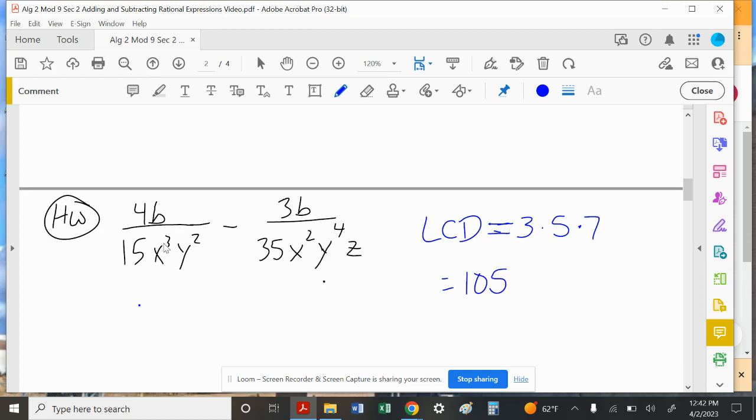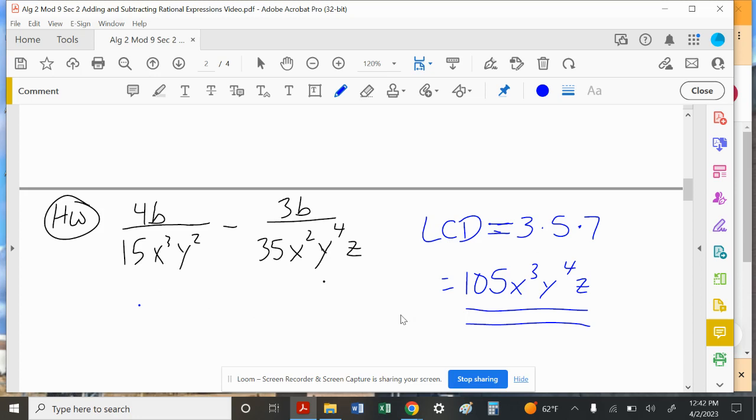Okay, now notice here, this one needs 3 x's. This one only needs 2, so that means we have to include 3 x's. This one needs 2 y's. This one needs 4 y's, so we have to include 4 y's. This one does not have a z, this one does, so therefore it needs a z. So there would be my lowest common denominator, meaning it covers the 3 x's, the 4 y's, the 1 z, and both the 15 and the 35 in the 105. That's my lowest common denominator.